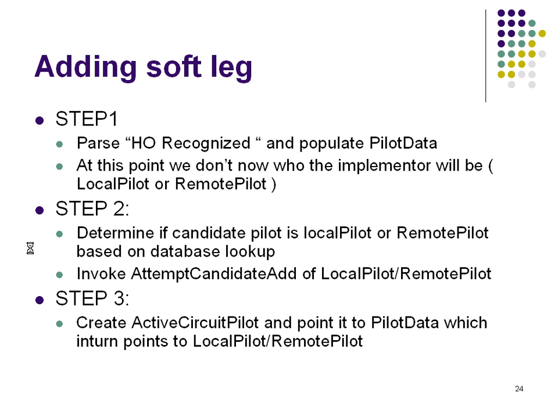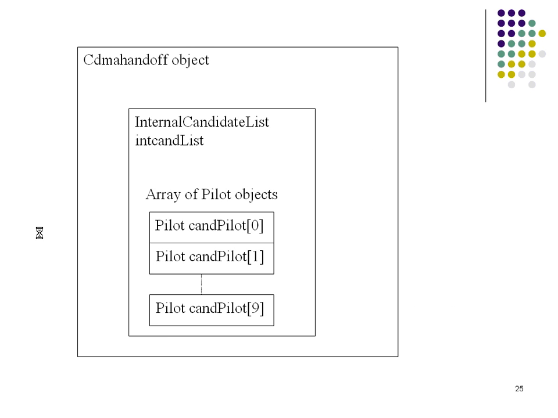Now when you do a soft handoff, it basically has three steps. The first step is to parse the handoff recognized message and populate the pilot data. At this point, we don't know who the implementer will be. The implementer can be the local pilot or the remote pilot class. But when we parse the HO recognized message, we get the pilot information, like the pilot PN offset and the strength of the pilot. So at this point, we extract this information from the HO recognized message, create a pilot data object and store that information in the pilot data object. This is represented in this hierarchy. We have a CDMA handoff object for every call, and the CDMA handoff object contains another list called the internal candidate list, and this has an array of pilot objects. Now when we parse the HO recognized object, we take the can pilot 0 and new up a pilot data object and put the pilot data in that.